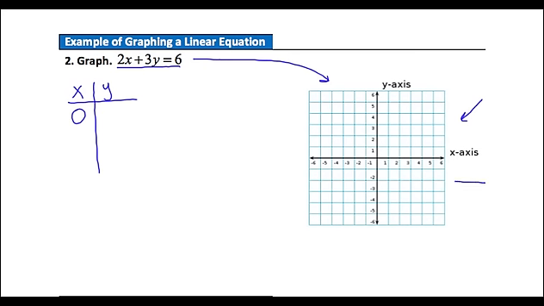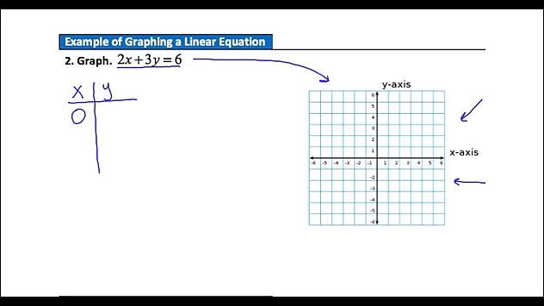Over here on the graph, I wouldn't want to pick a value for x that's beyond the scope of this graph. So picking a value for x like 40 would be silly because we wouldn't be able to graph it on this graph. So we want to stay within these values. So that's why I picked 0.